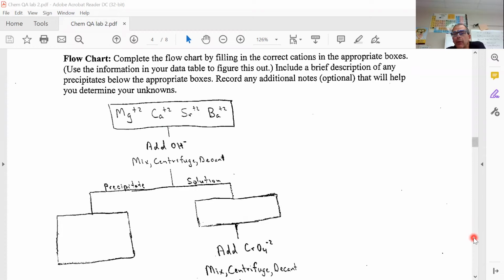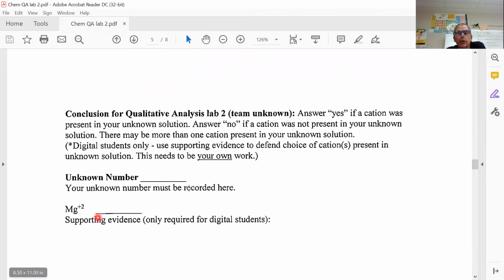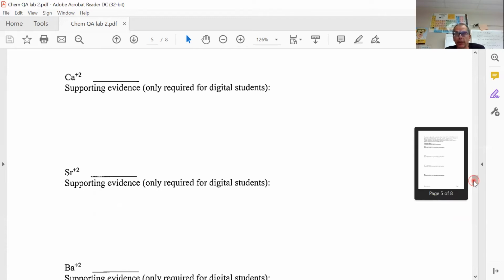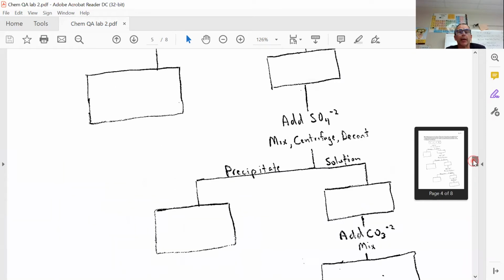You're going to be following a flow chart and answering yes or no. So you're going to put unknown C there, and then you're going to put magnesium, yes or no, calcium, yes or no, strontium, yes or no, barium, yes or no. You will also supply supporting evidence for your choice, and look at the general information video about unknowns for details about that.